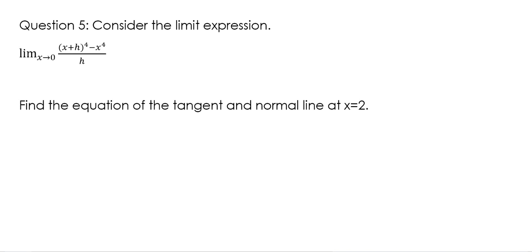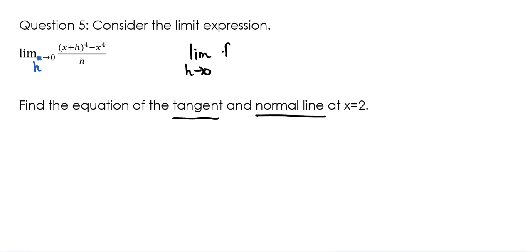Consider the limit expression. The limit is, actually I made a mistake here. This should be h. The limit as h goes to 0 of (x plus h) all to the power 4 minus x to the power 4, divided by h. So you know, this might look very similar to the definition of the derivative. In order to do this problem, I'm just going to write down the definition of the derivative first, because eventually we want to find the tangent line and the normal line.